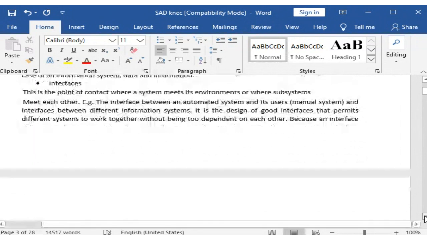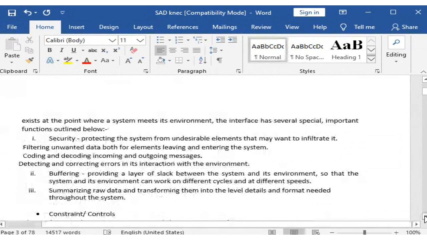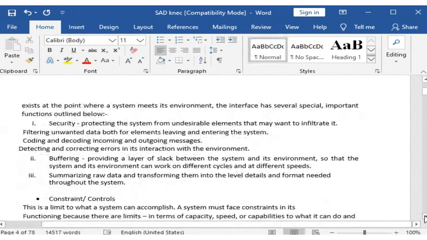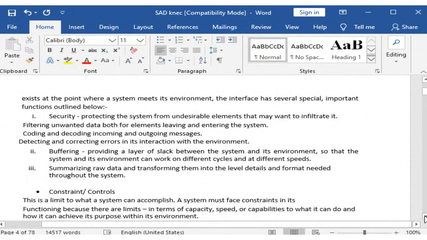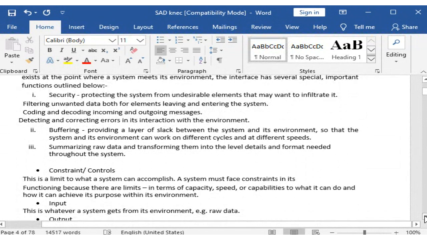Because an interface exists at the point where a system meets its environment, the interface has special or important functions outlined below. An interface should have security, buffering, and summarizing of raw data and transforming them into the relevant details and format needed throughout the system.